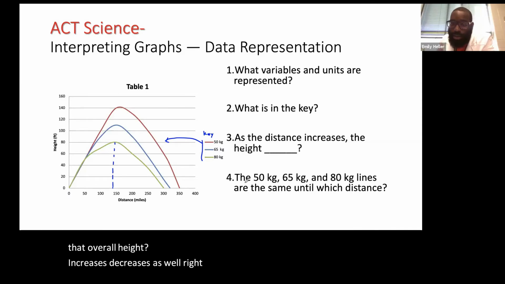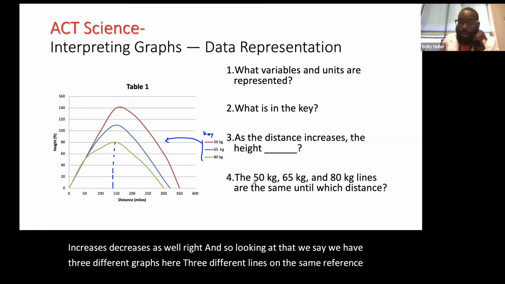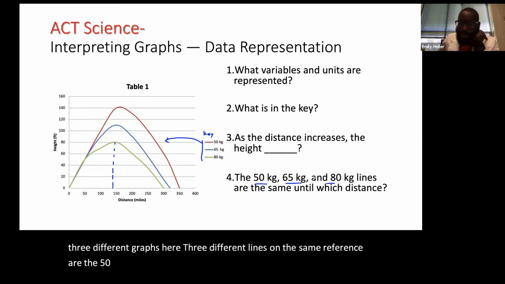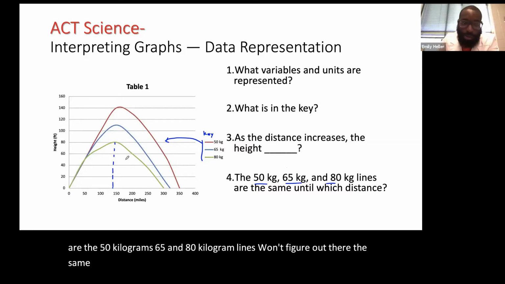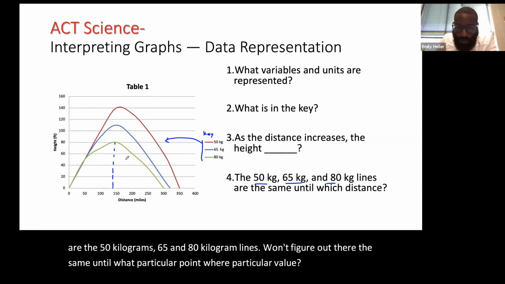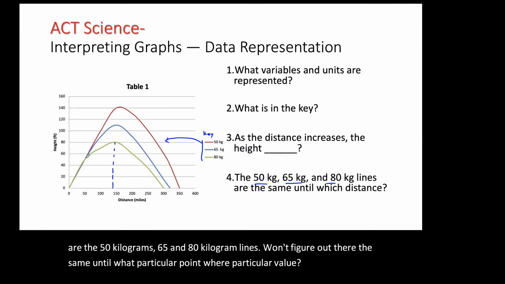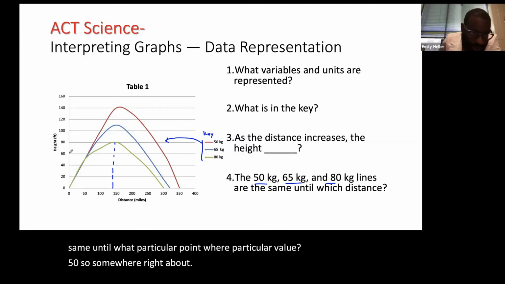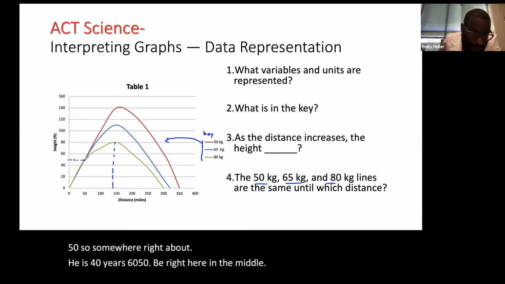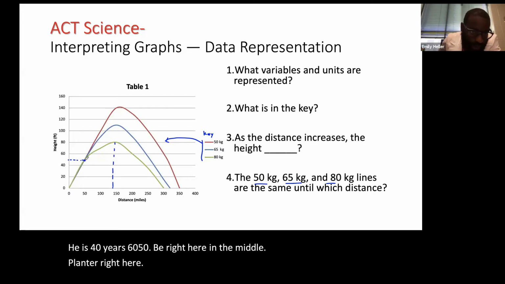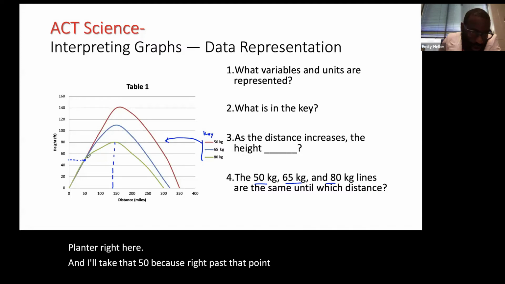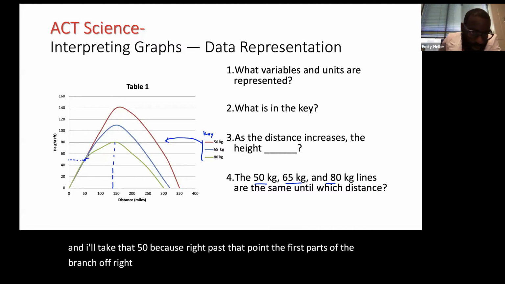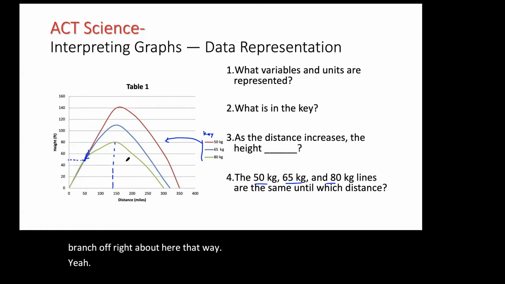And so looking at that, we have 3 different lines on the same graph, the 50 kilogram, 65, and 80 kilogram lines. We want to figure out, they're the same until what particular value? 50. So somewhere right about here's 40, here's 60, 50 would be right here in the middle. I'll plot it right here. And I'll take that 50 because right past that point, the lines start to branch off right about here. That way, and there, and there. Do you see that?